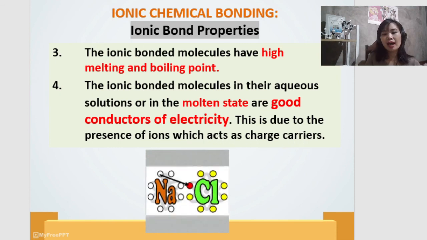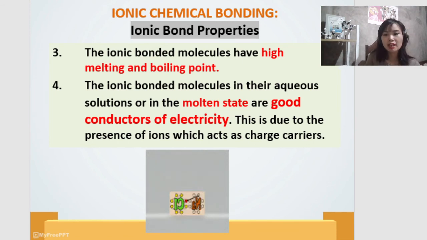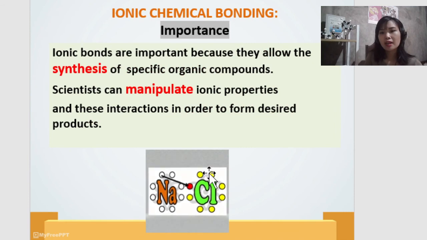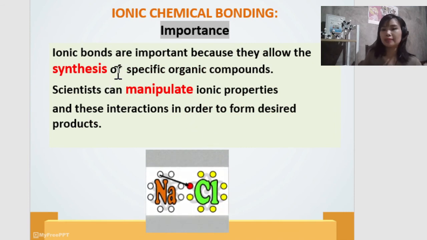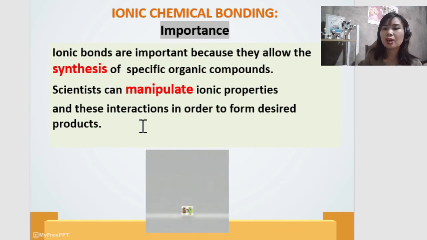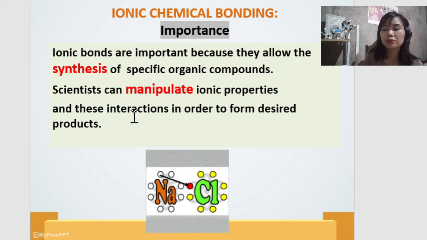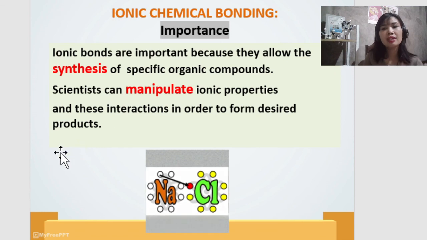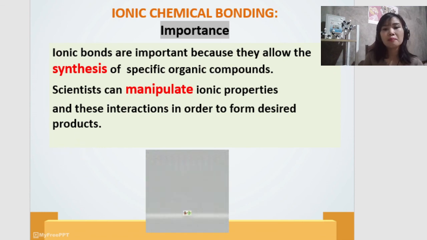Okay? Whenever there is a positive and a negative, it is already charged. So meaning to say, they're good conductors, but I'm not saying that they are high conductors. It's just a good conductor. Ionic bonds are important because they allow synthesis of specific organic compounds. Scientists can easily manipulate ionic properties and these interactions in order to form desired products.